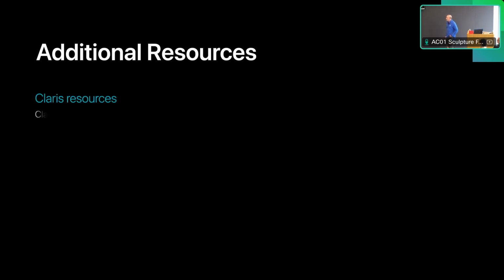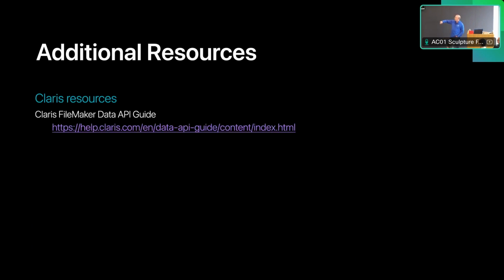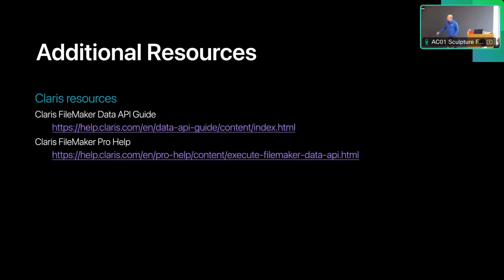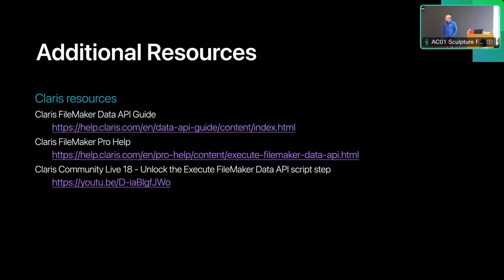As far as additional resources, I mentioned both of these already. My primary resources were the Claris FileMaker Data API guide, which is the web service one, but a lot of the information is going to apply because it's the same underlying technology. And then you have the Claris FileMaker Pro help specific to this particular script step. And just a little shameless self-promotion: one of the Community Lives that was here in February unlocked the Execute FileMaker Data API script step. I happened to be the guest that day and talked a little bit about what we've already covered today, but if you need a refresher, that's available as well.